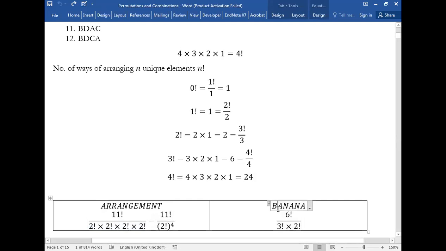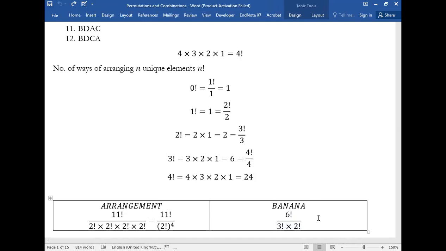Similarly, if I have the word banana, 6 factorial if all of them were unique, divided by 3 factorial. Why this 3 factorial? Because of 3 identical A's, and 2 factorial for 2 N's. Is this clear or not? So if there are repetitions, this is how we count the number of arrangements. The synonym of arrangements is permutations.